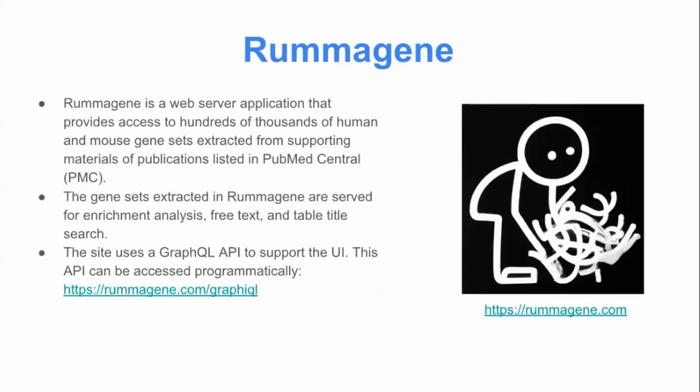I will be going through how to use Armagene's GraphQL API in the next few slides, and so I will just briefly go over what Armagene is. So Armagene is a web server application that was created in our lab that provides access to hundreds of thousands of human and mouse gene sets, which were extracted from the supporting materials of publications that are listed in PubMed Central. And so the gene sets that are extracted in Armagene are served for an enrichment analysis, free text, and table title search.